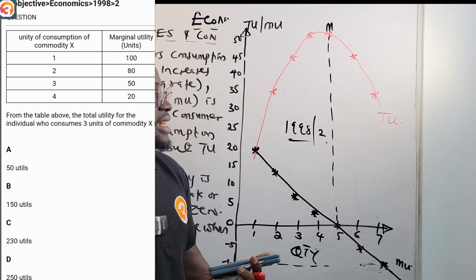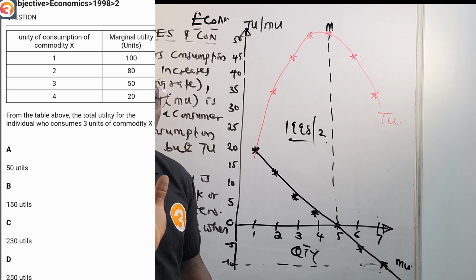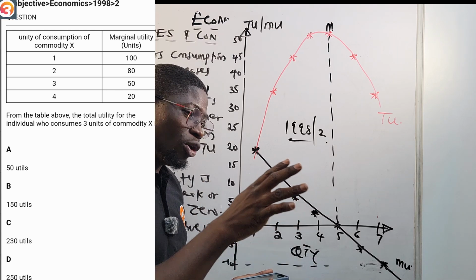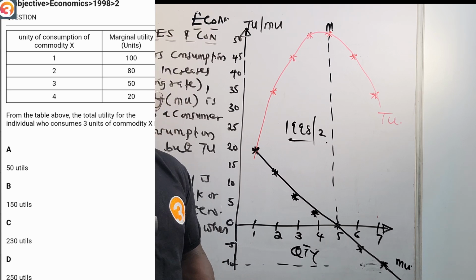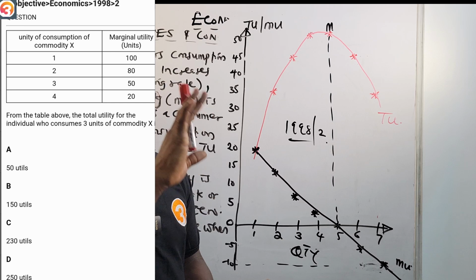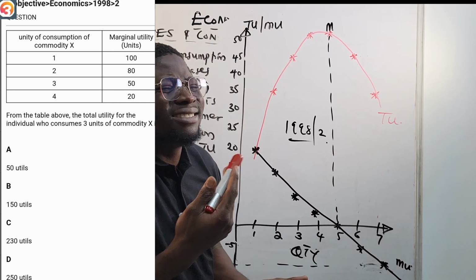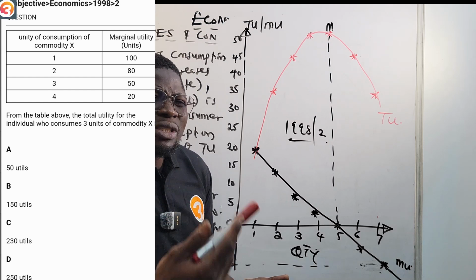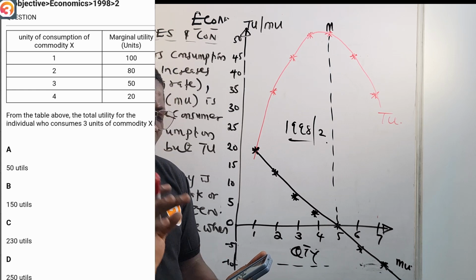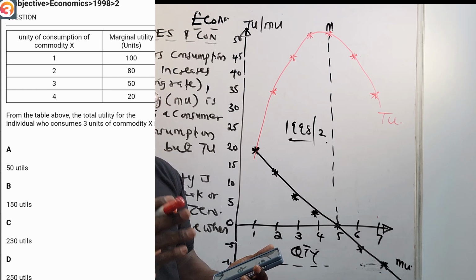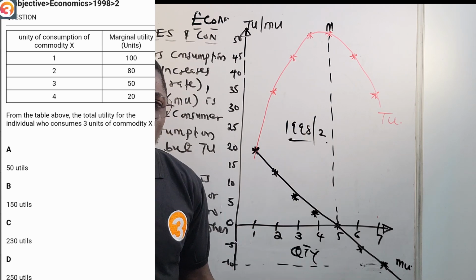Now, another thing you should know is that the summation of all the marginal utility gives you the total utility. Please take note of that. Total utility is the summation of all the marginal utility, because marginal utility is the satisfaction you are deriving from consumption of an extra unit. So it's all those extra units that add up together to become the total utility. So a shortcut: if I give you marginal utility and ask you to calculate total utility, just add all the marginal utility together.